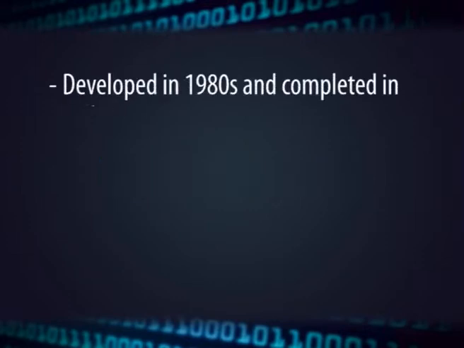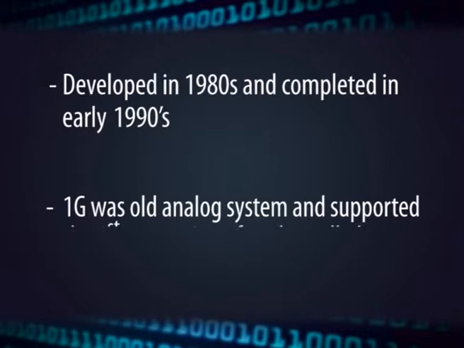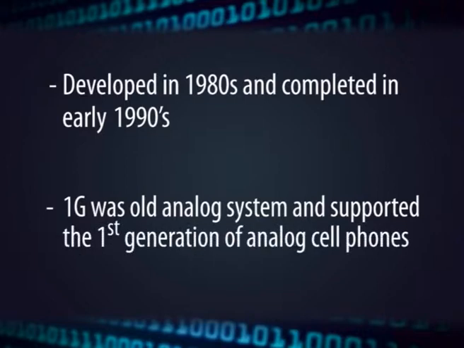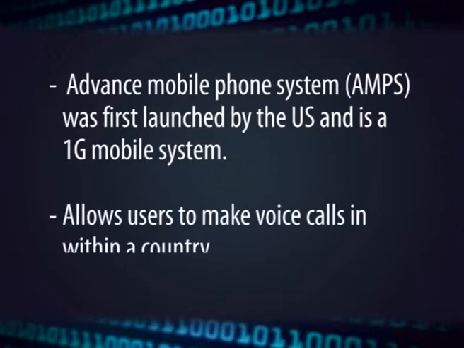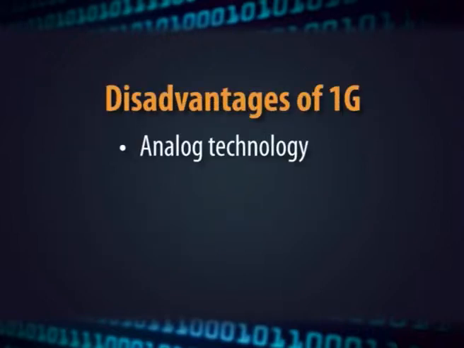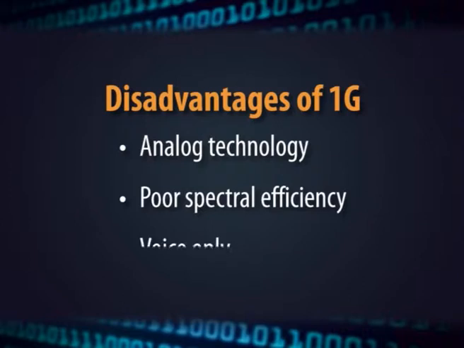Important keys of 1G. Developed in 1980 and completed in early 1990. 1G was an old analog system and supported the first generation of analog cell phones, with speed up to 2.4 kbps. Advanced Mobile Phone System, AMPS, was first launched by the US and is a 1G mobile system. It allows users to make voice calls within a country. Disadvantages of 1G: analog technology, poor spectral efficiency, voice only technology.